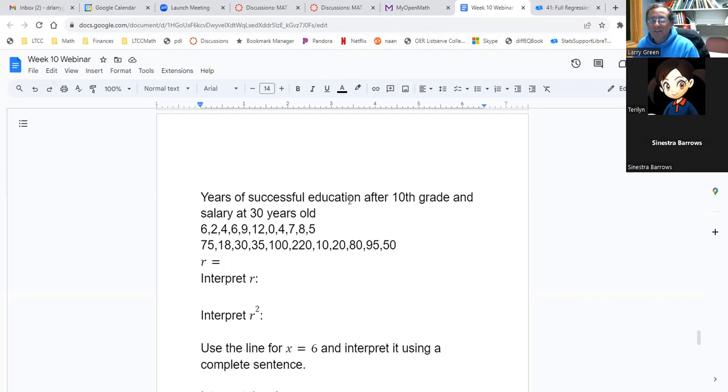Okay, so let's look at years of successful education after 10th grade and salary at 30 years old. So in other words, do you think that people who go to school more years after 10th grade make more money? What do you think? By the time they're 30? Yeah. Does that mean that if you spend a lot of years after and go to college and maybe grad school, you will make more money?